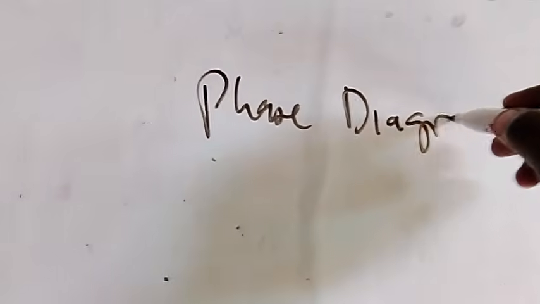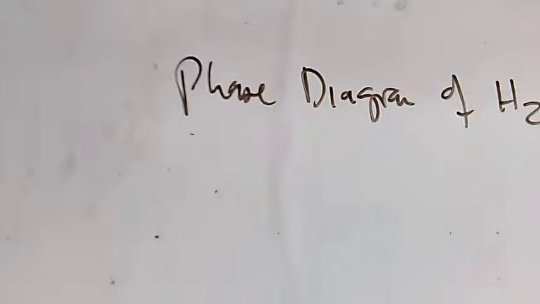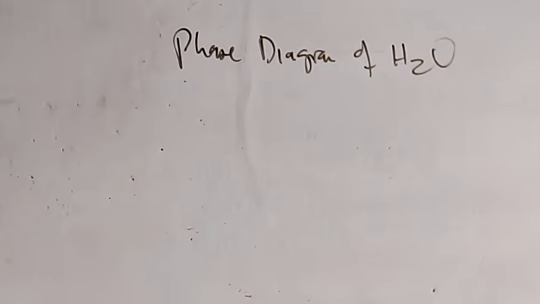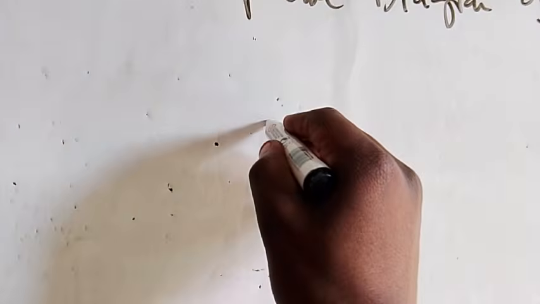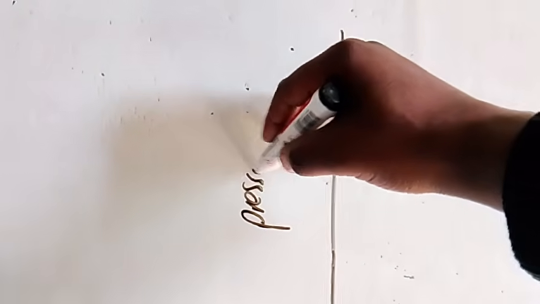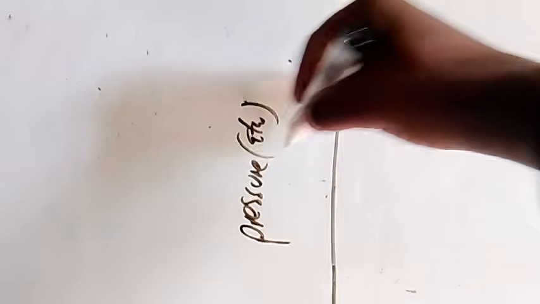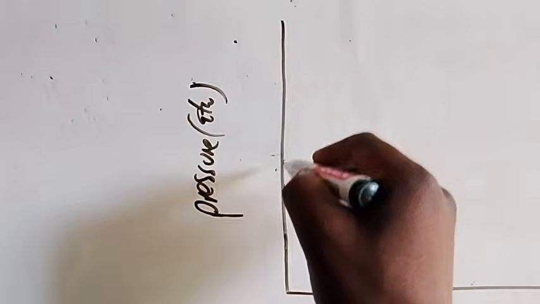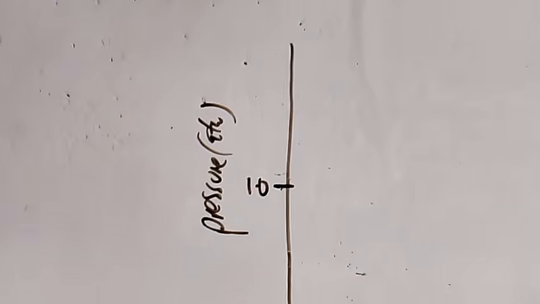Phase diagram of water. So we shall draw the phase diagram of water. Okay, so this is the phase diagram of water. On the x-axis we have temperature in degrees Celsius. Then on the y-axis, that is pressure in atm. Okay, so we can have 1 atm there.